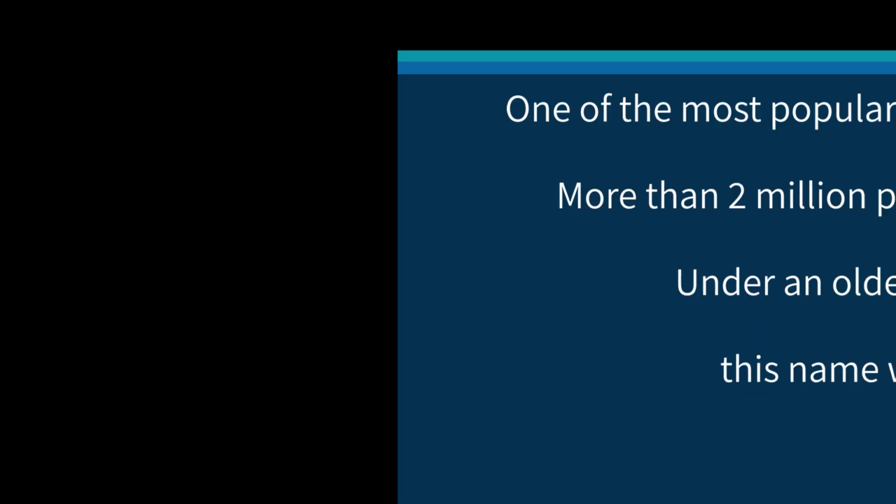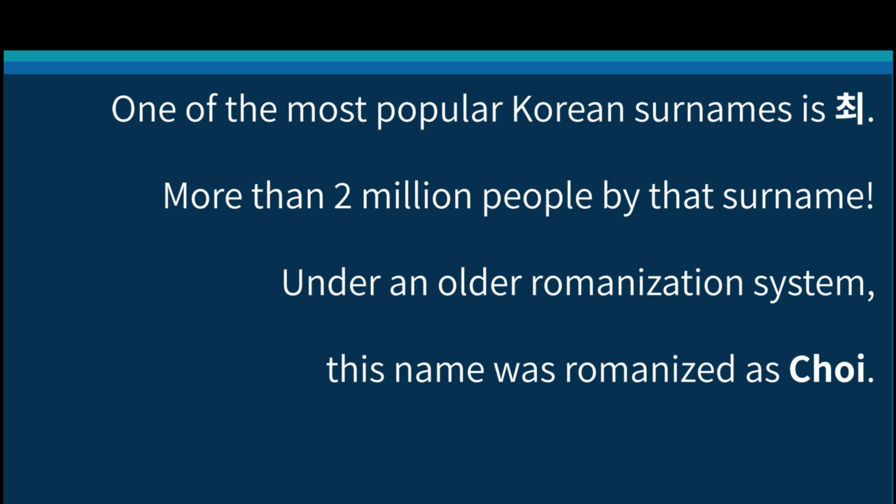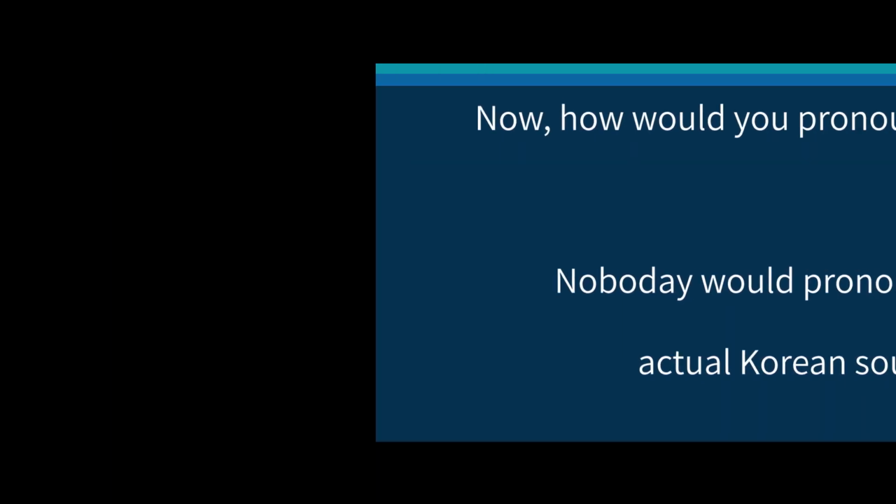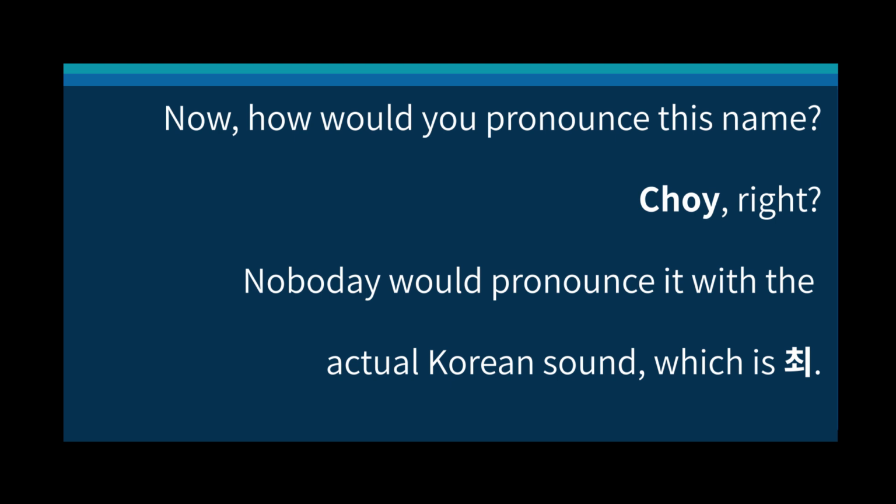difficult consonant. To give you another example of the confusing romanization systems in use today, let me talk about one of the most popular Korean surnames, which is 최. There are more than 2 million people by that name. Unfortunately, under an older romanization system that was in use before the official system was adopted, this name was romanized as Choi. Now, how would you pronounce this name?